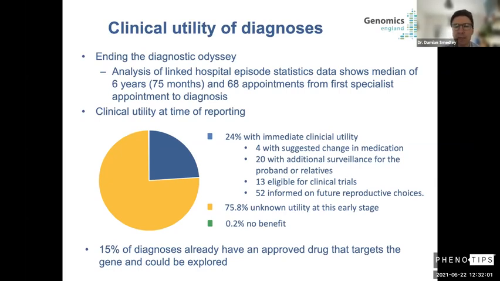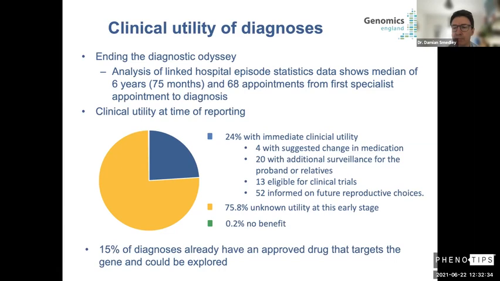And we do collect feedback at the time the diagnostic report is issued. So for the majority, because it's early days, the clinical utility is unknown, but for 24%, there was already some clinical utility or actionability reported. So for 4 of them, there was some change in medication that comes from a diagnosis. For 20, it leads to additional surveillance for the relatives or the proband. For a large number, 52, it informs on future reproductive choices.